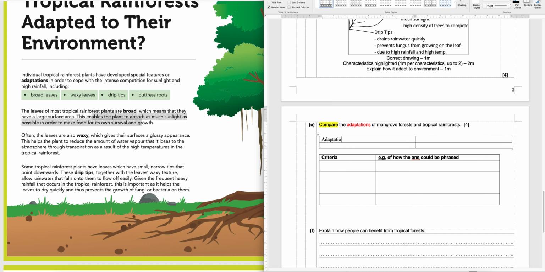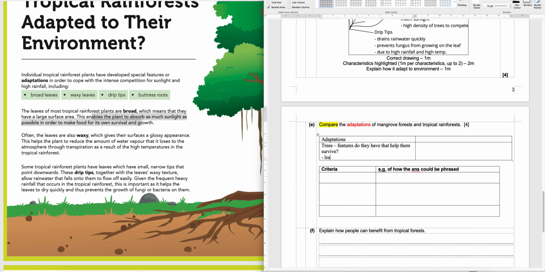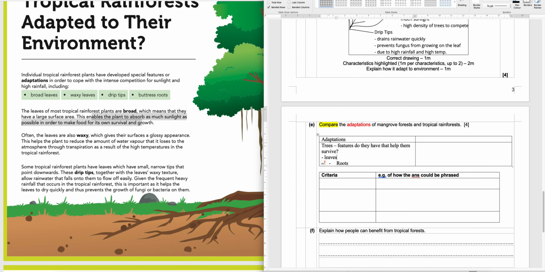Okay, so adaptations refer to the trees itself. What features do they have that makes it special, that help them survive? Okay, so we can look at the leaves, we can look at the roots. Now in higher levels, we actually look at things like the bark, the height, the branches. But for your Sec 1, you just look at the leaves and the roots. Now what do we look at when we look at structure? We look at the layers, we look at the density, we look at the biodiversity.